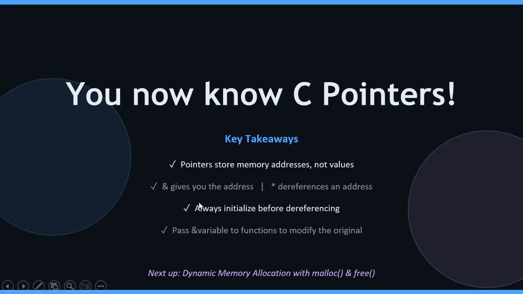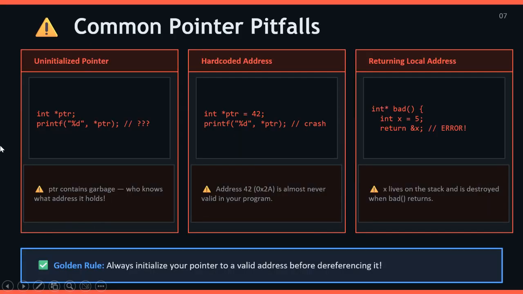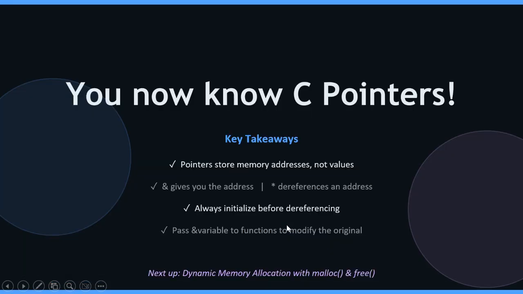Now you know about pointers. Pointers store memory addresses, not values. The ampersand gives you the address. The star dereferences the address. Always initialize before dereferencing, like we saw here. And pass the address of the variable to the function to modify the original.